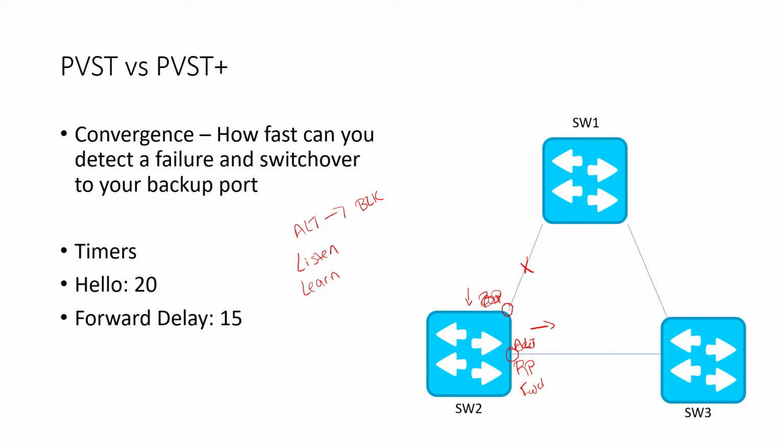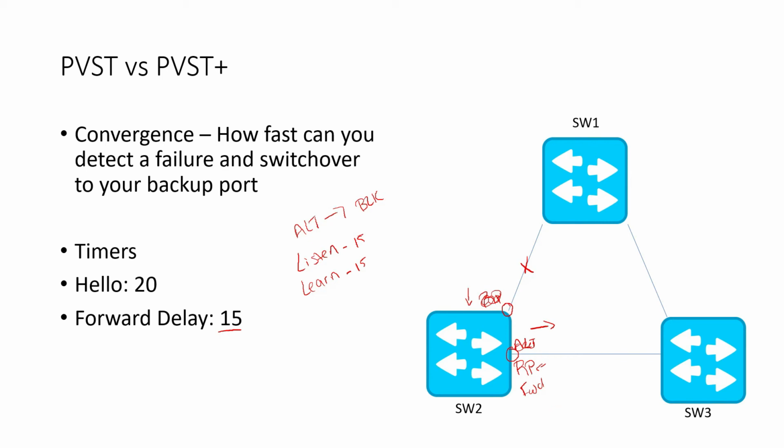With legacy spanning tree, we have a timer called the forward delay. By default, it's 15 seconds. What this timer does is say how long the port has to stay in the listening state and how long it has to stay in the learning state. So once you determine that you want to take this port from alternate to root, it has to first go from blocking to listening. It has to be there for 15 seconds. It has to go from listening to learning. It has to be there for 15 seconds. Then it can go into the forwarding state.